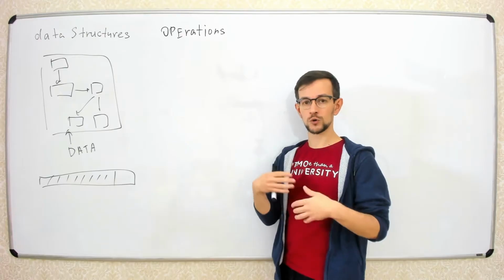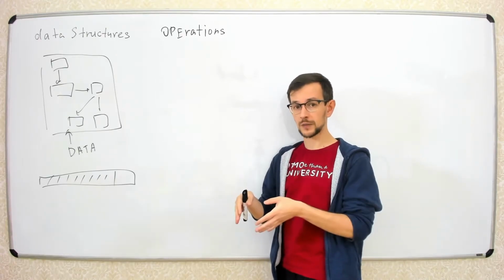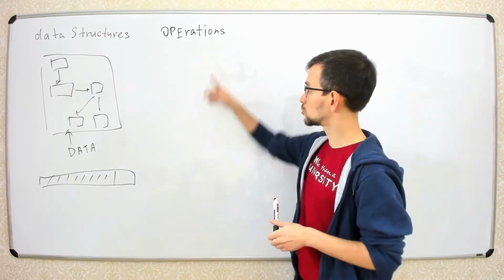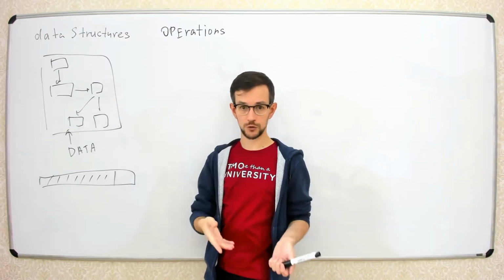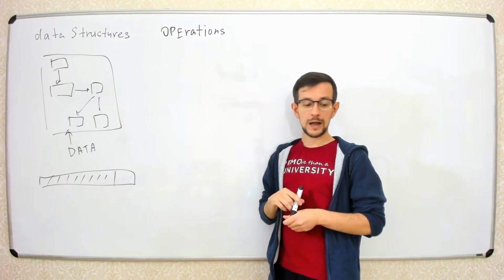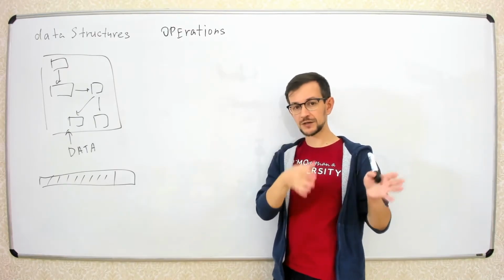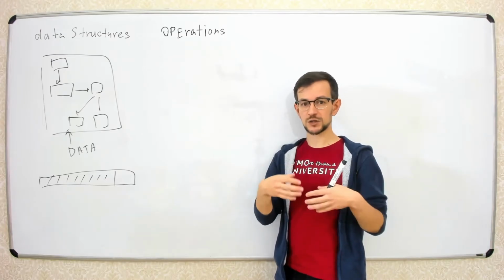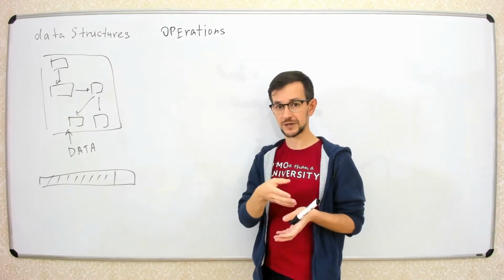So before you choose what data structure you need in your algorithm, you want to decide which operations you need. So first you decide what operations you need, then you decide what data structure you need. Not the opposite. And all data structures are divided into some classes. And each class is specified by the operations that are possible to make in the data structures of this class.